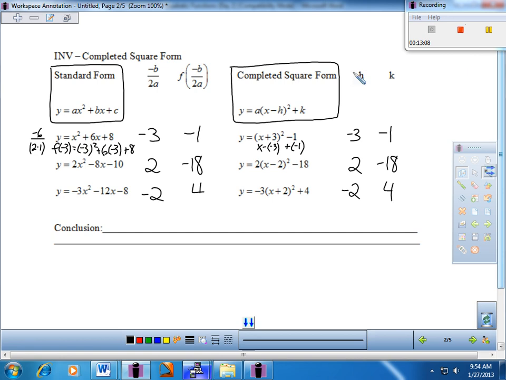Cool. Let's do some of the algebra that goes with this. So in completed square form, and you'll see why it's called completed square form, sometimes it is called vertex form, obviously now you can see why. So in completed square form, the vertex is h and k. Superb. All right. So let's do some of the algebra that goes with this.